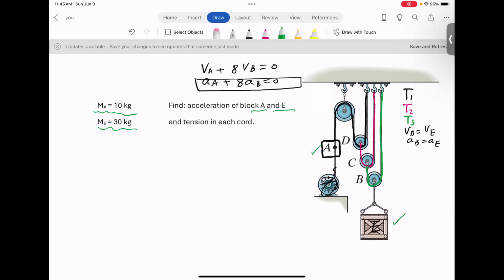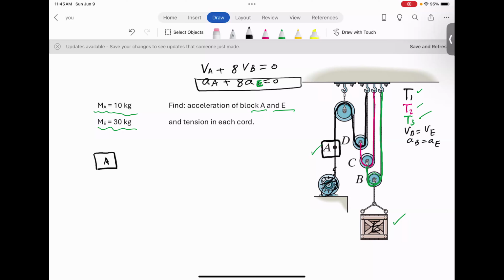All right. And remember, this is also E here, if you want to call it E. Okay. So A and B and E have the same acceleration or velocity. All right. So what would be the acceleration of A and E, and what would be the tension in each cord, meaning T1, T2, and T3? All right. So let's start our analysis. So this is the kinetic analysis. We need to draw a free body diagram.